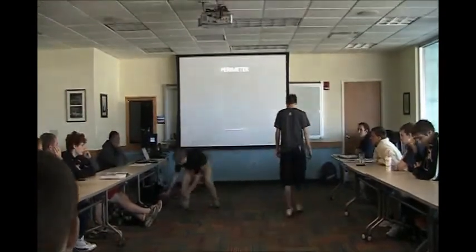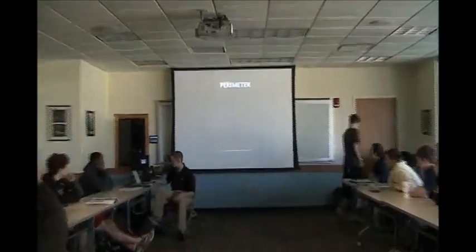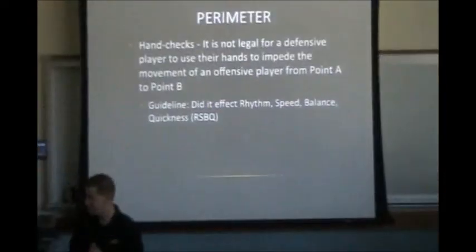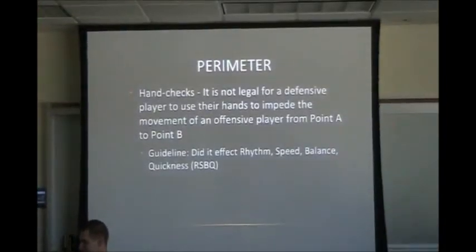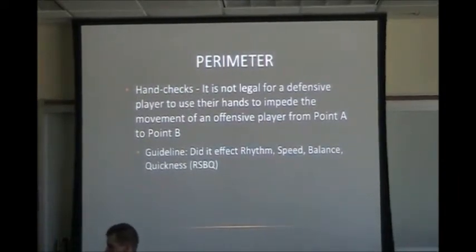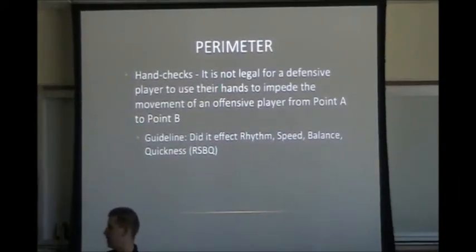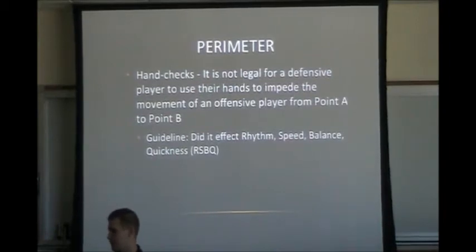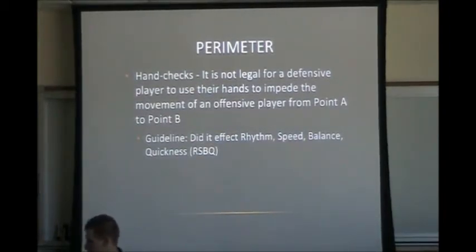Okay. Perimeter stuff. Let's talk about hand checks. It is not legal for a defensive player to use their hands to impede the movement of an offensive player from point A to point B. Did it affect their rhythm, speed, balance, quickness? This is a huge officiating terminology: RSBQ, rhythm, speed, balance, quickness.